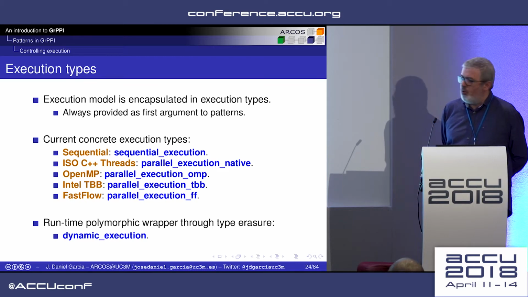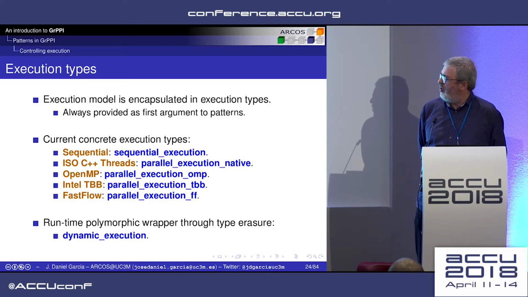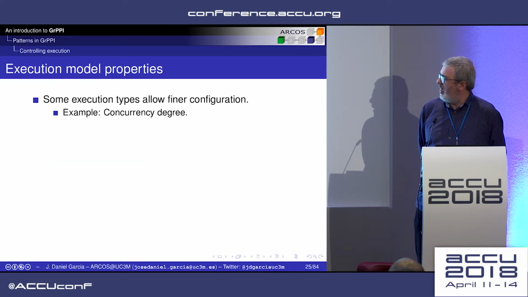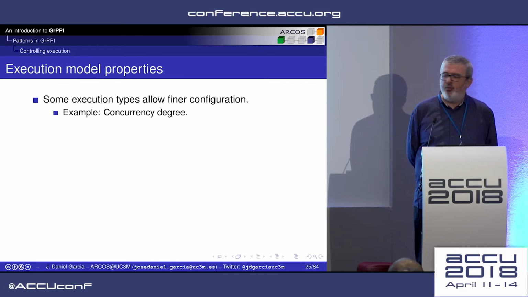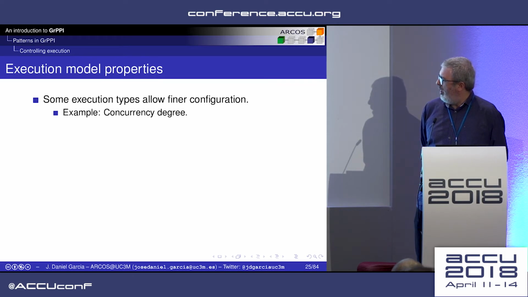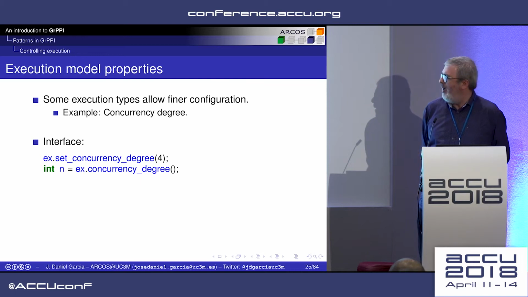Some of these execution types allow you a finer configuration. For example, on the concurrency degree, your interface will allow you to say which is your concurrency degree, how many hardware threads you are going to use. This has some defaults. The sequential, of course, is one. And for example, in native, we take the hardware concurrency.